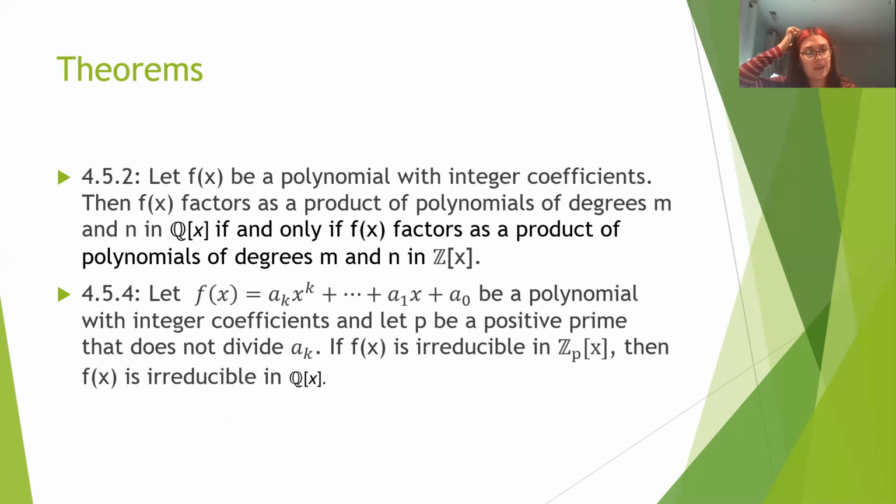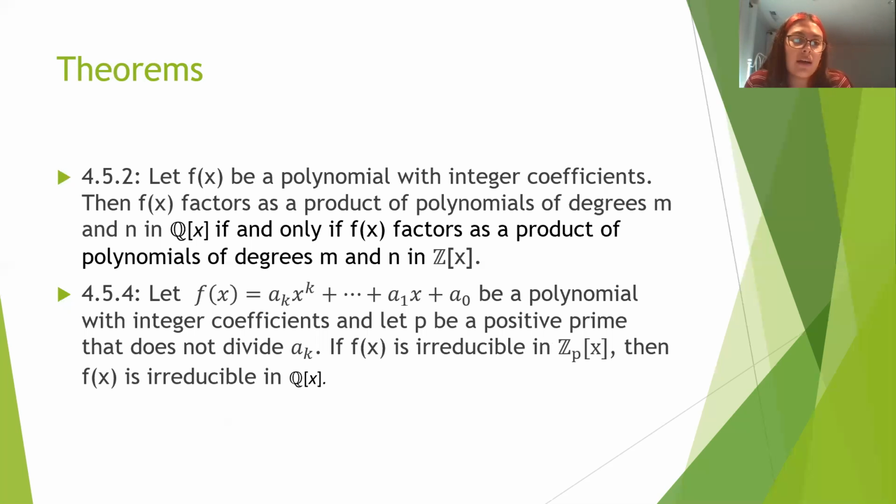So moving forward with the theorems. Theorem 4.5.2 states, let f of x be a polynomial with integer coefficients. Then f of x factors as a product of polynomials of degree m and n in Q of x if and only if f of x factors as a product of polynomials of degree m and n in Z of x. And this makes sense because, as seen in one of our examples before, polynomials in Q of x can easily be multiplied by the greatest common denominator of all the fractions to become polynomials in Z of x.